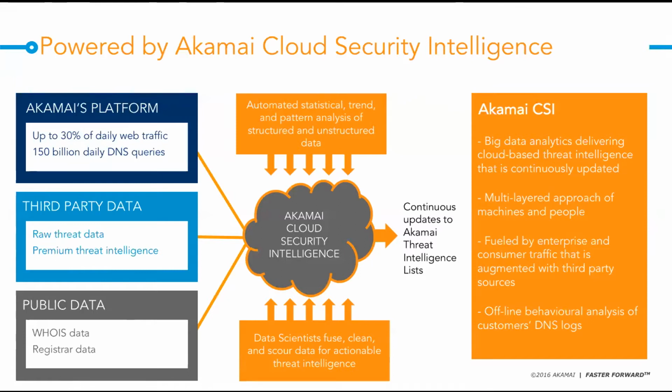And finally, we use publicly available information such as WHOIS data and registrar data for the domains. So an example would be if we see that a specific domain has been registered just an hour ago, the risk profile of that domain is higher than a domain that's been registered for 10 years. So we use all these multiple factors to identify the malicious domains. And we have a dedicated threat research team which parses this vast amount of threat intelligence in order to make it actionable for our customers.